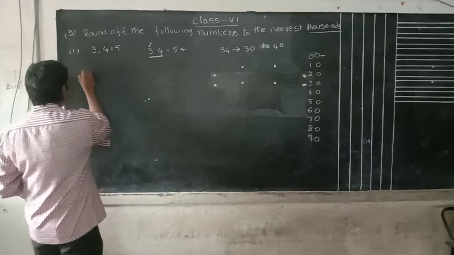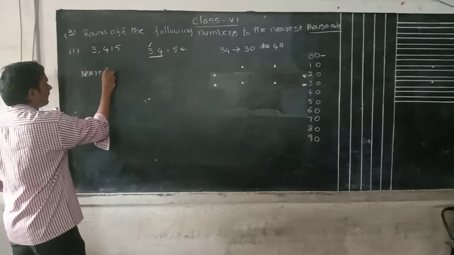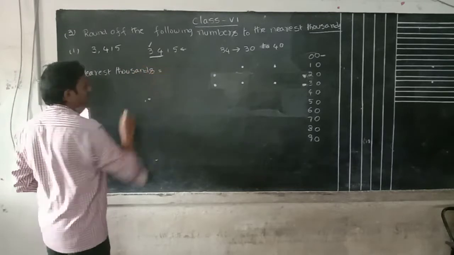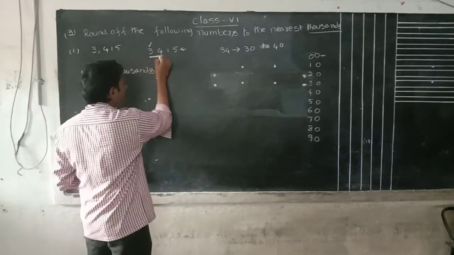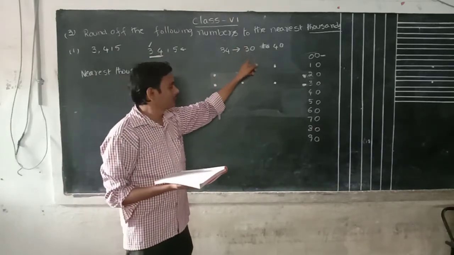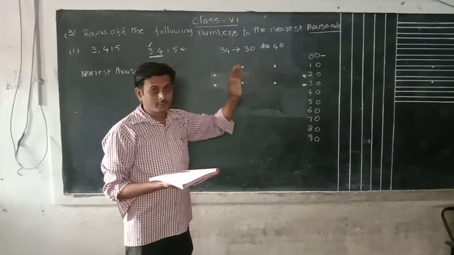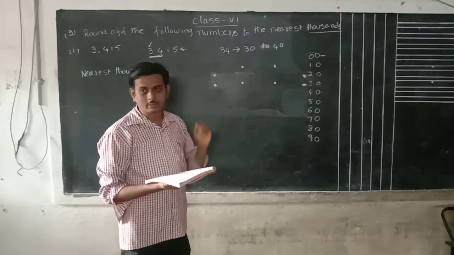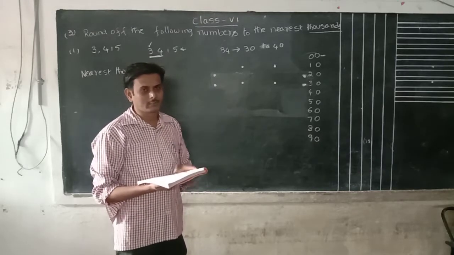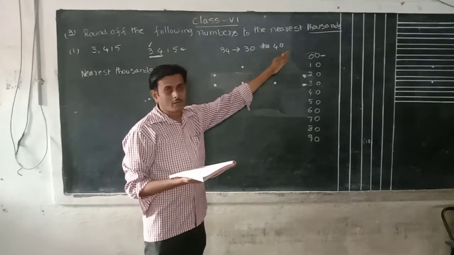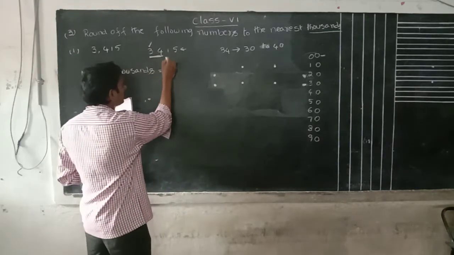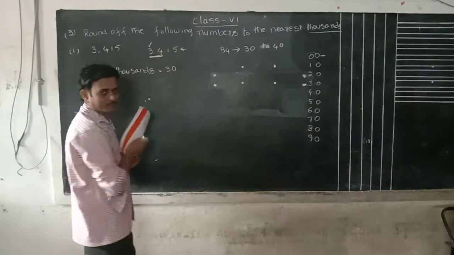Now nearest thousands. Nearest thousands is equal to... Now, the underlined number is closer to which, 30 or 40? You have to take only a short period of time. Counting 30, 31, 32, 33, 34, only 5 numbers from the top we get 34. But to 40 it is 6 numbers. So 30 is nearest. We can write 30 here instead of 34.